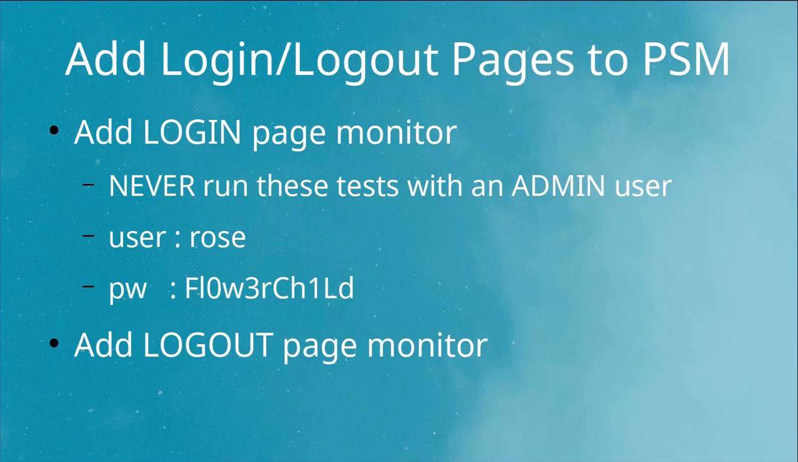The login page will be attempted with the user Rose and the password flowerchild. Still to be determined is how to automate passing that information to Horizon. The logout page conditions will be determined. How can the monitor log out of Horizon? As an aside, never use the admin account for testing.